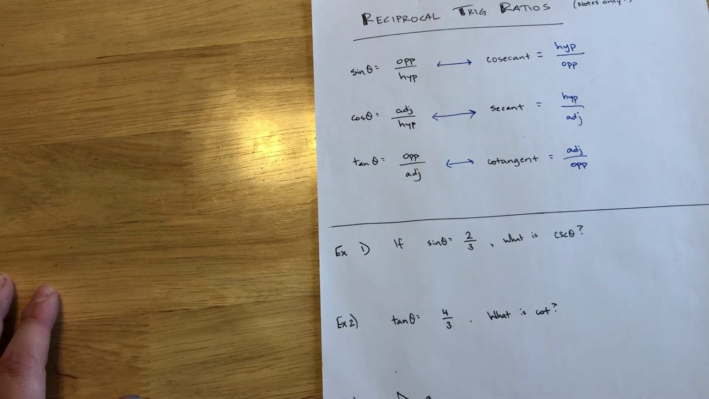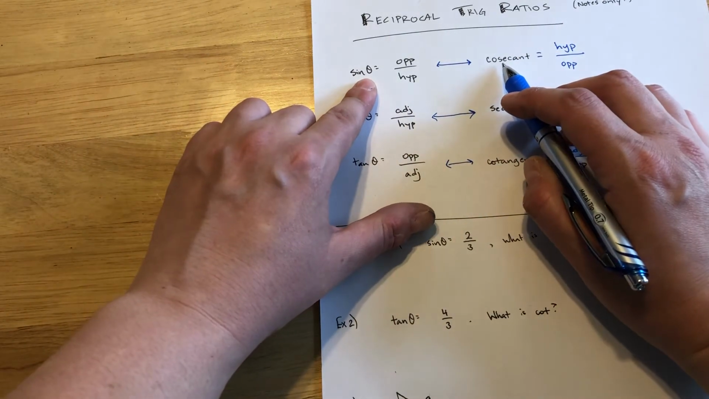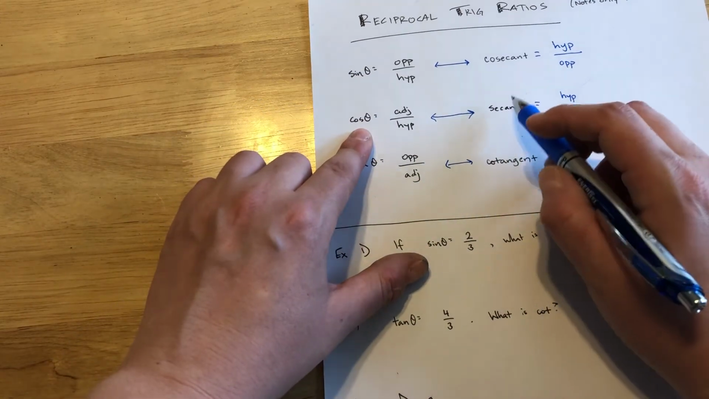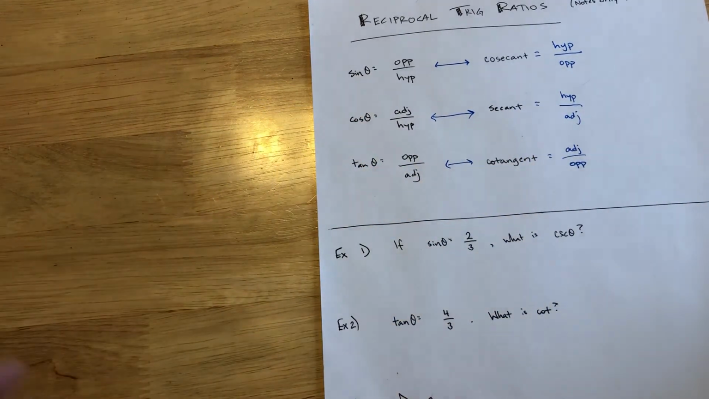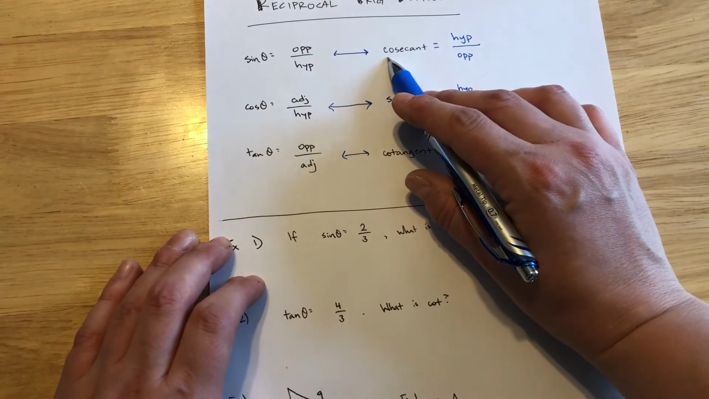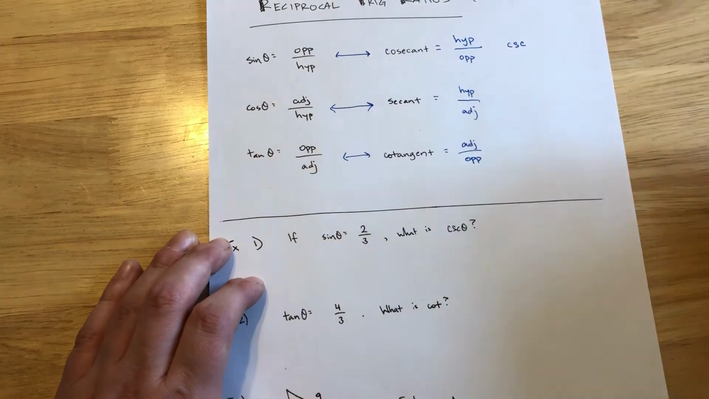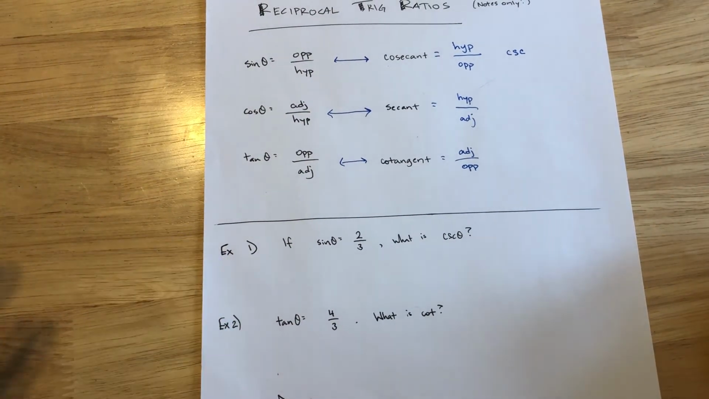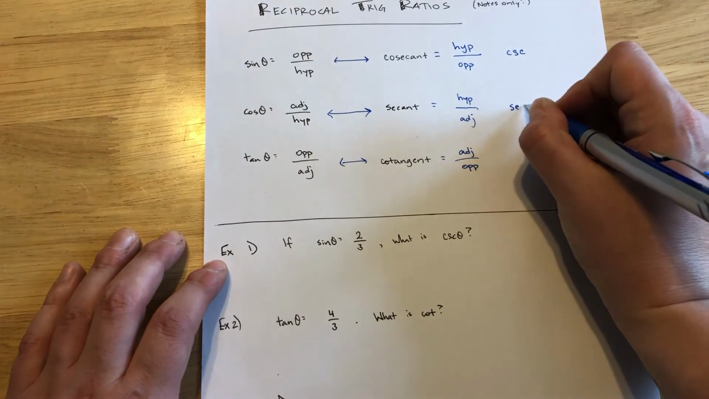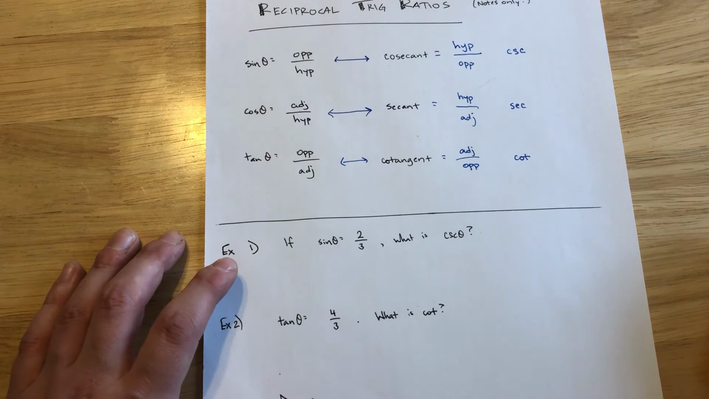Now, I know the names sound weird because why does sine go with cosecant and why does cosine go with secant? Great question. That's for another time, perhaps even in pre-calculus when you take it next year. So the other piece is, what are the abbreviations for these? Cosecant goes by CSC because it obviously can't go by COS. Secant goes by SEC, and cotangent goes by COT.